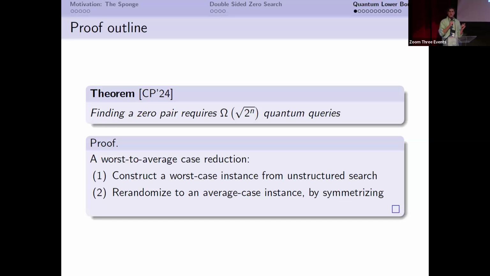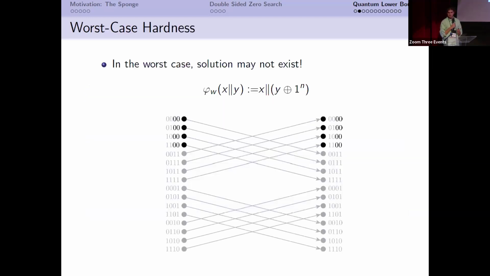Like I was just telling you, we'll start with the worst case instance, which I'll get from unstructured search. And then I'll tell you how to re-randomize it in a way that preserves the structure of the problem. So the worst case is a permutation where there are no zero pairs whatsoever. This is an example of such a permutation, where we just flip the last n bits. Clearly, if the input ends in many zeros, the output's not going to end in any zeros. It's going to end in all ones.